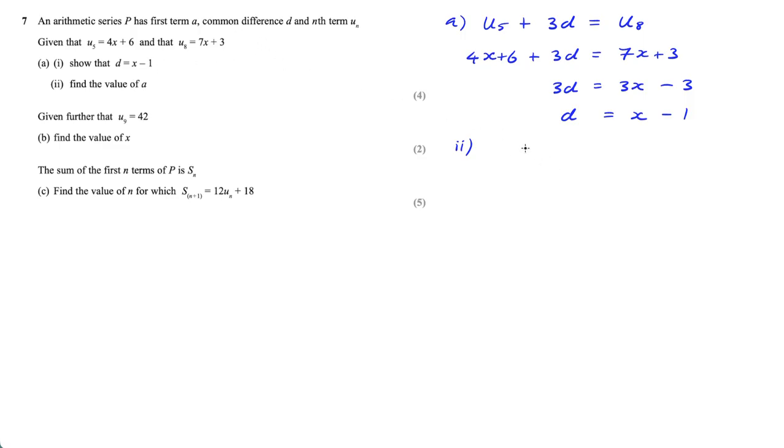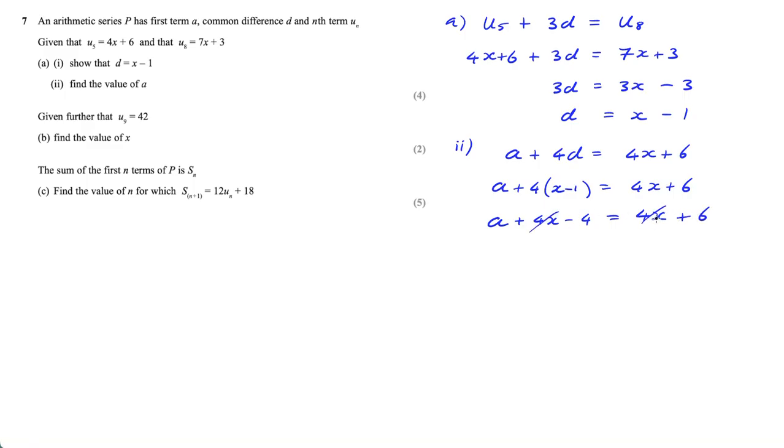Well, I know a plus 4d gives me u5, which is 4x plus 6. Why? Because the first term plus 4 differences will give me the fifth term. Now I know d is x minus 1, so a plus 4 times x minus 1 equals 4x plus 6. A plus 4x minus 4 equals 4x plus 6. Subtract 4x from both sides, and then a equals 6 plus 4, which is 10.